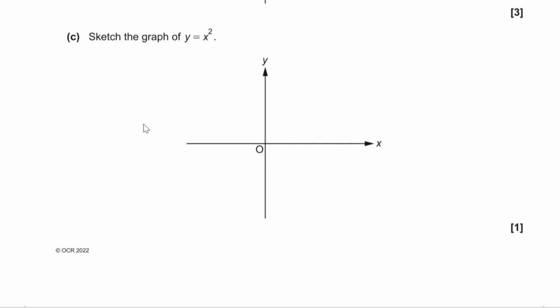Part C. Sketch the graph of y equals x squared. Here is the graph of y equals x squared. It passes through the origin. It's got this cup shape.